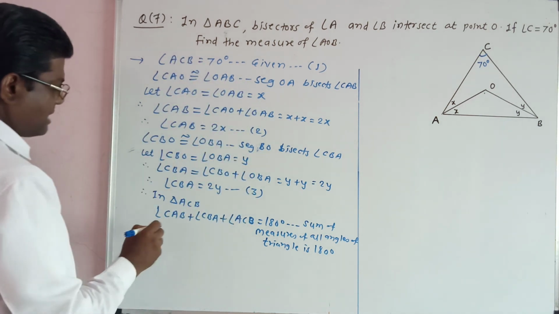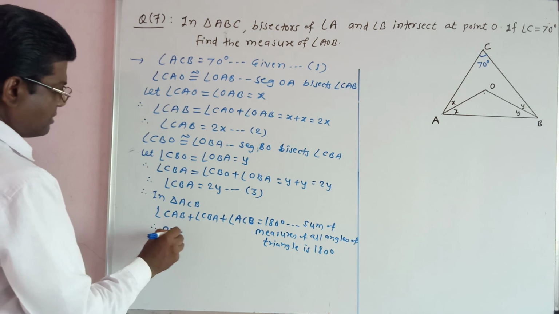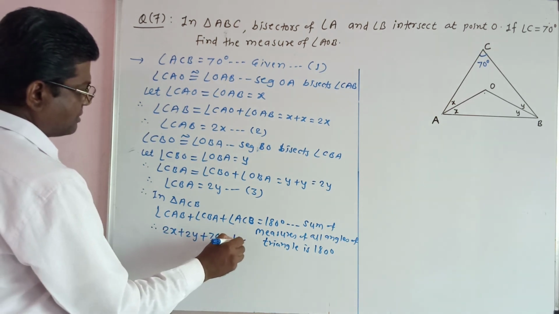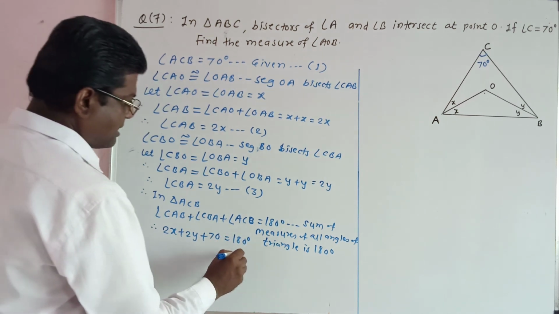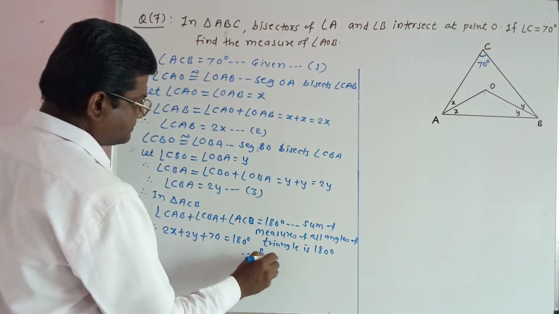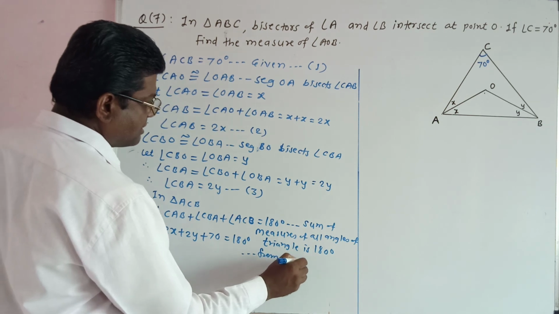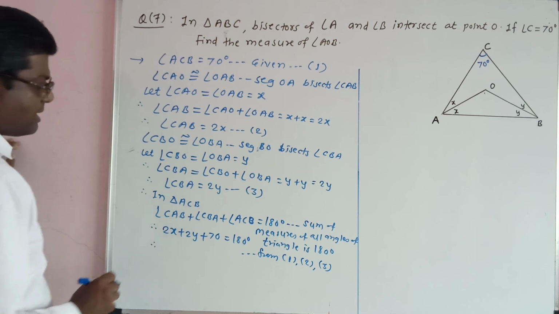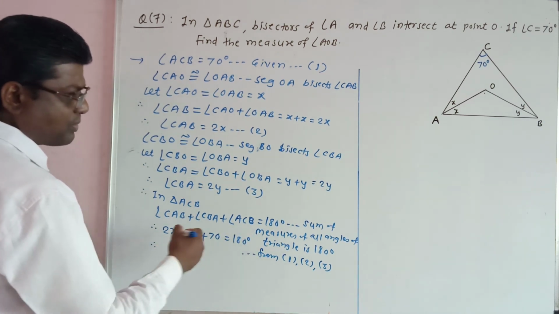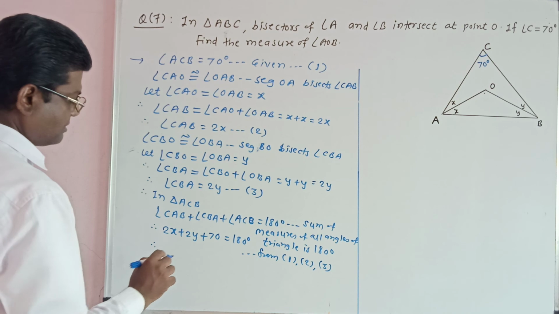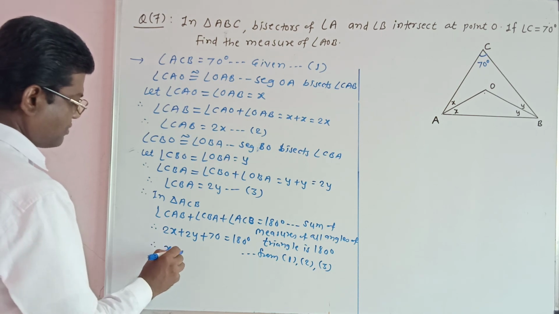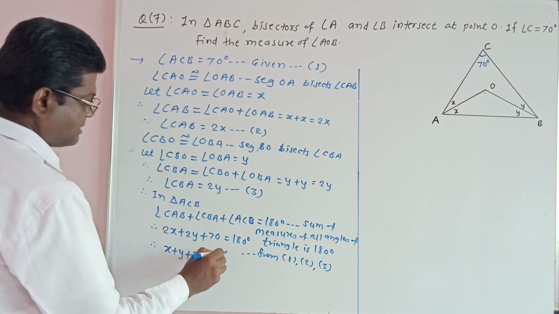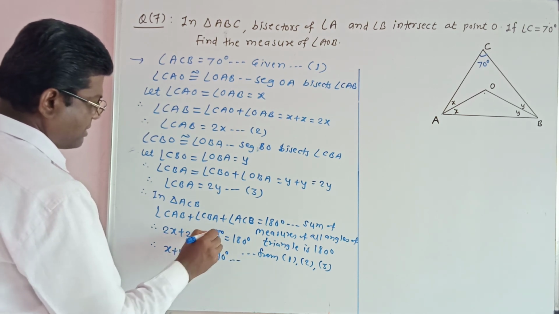Now angle CAB is equal to 2x, angle CBA is equal to 2y, angle ACB is equal to 70 degrees. Therefore 2x plus 2y plus 70 degrees is equal to 180 degrees. The reason is from equations 1, 2 and 3. Therefore divide both sides by 2, so x plus y plus 35 is equal to 90 degrees.